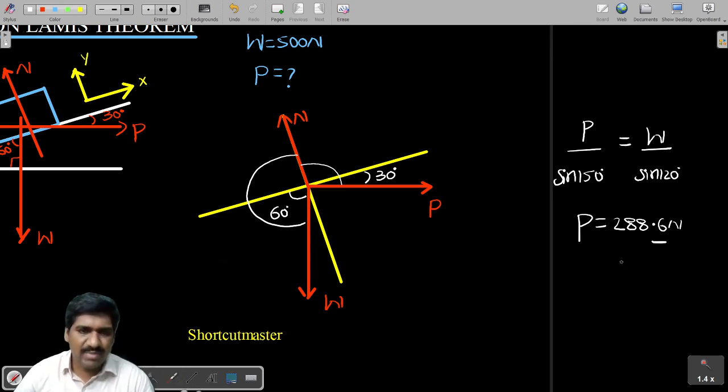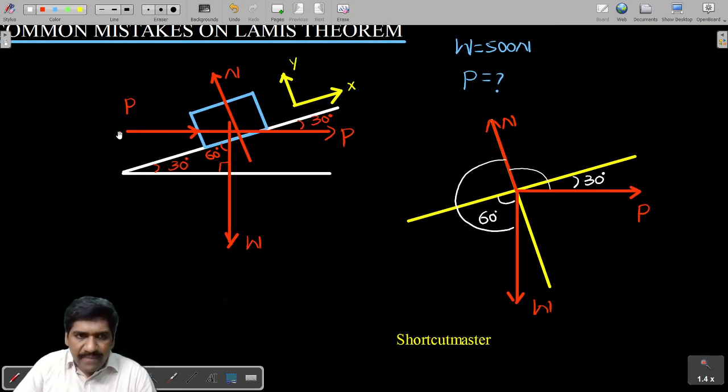Now let me say where most of the students are making mistakes in the examination. Let us see what is the condition we have. Actually, P is acting here. But what I'm doing, all of you, I'm transmitting the force P into the body, and then we are applying Lami's theorem. Am I right, all of you? P is acting here, but we are transmitting it into the body, and then we are applying Lami's theorem.